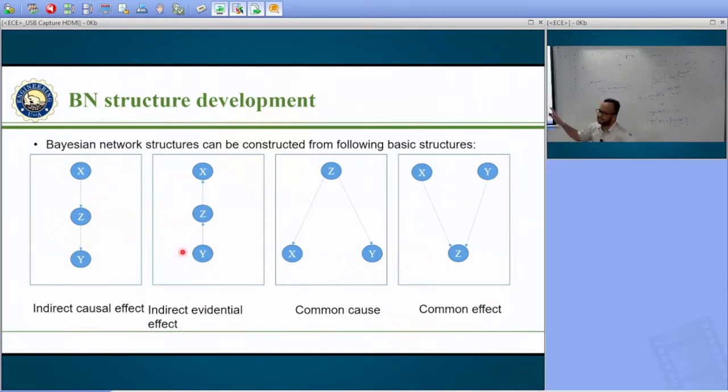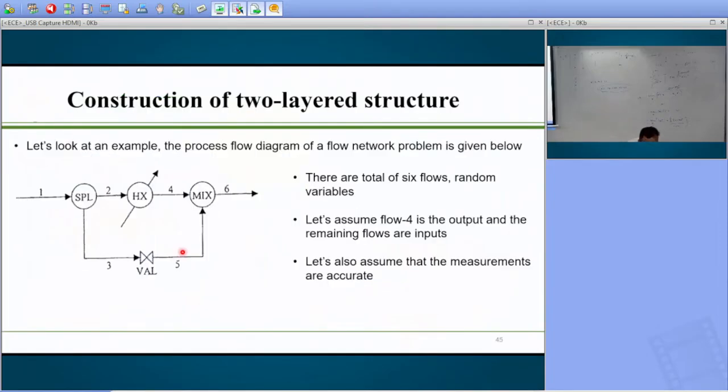I think it is more clear in the next few slides. These common cause and common effect structures have important significance when you're constructing a network or writing a joint density function. We'll get into the next slides, then it'll be clearer. So these are different ways of network connections. Let's take one simple example, a simple flow system.